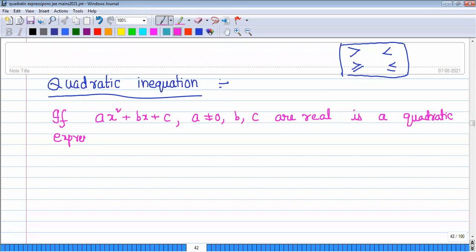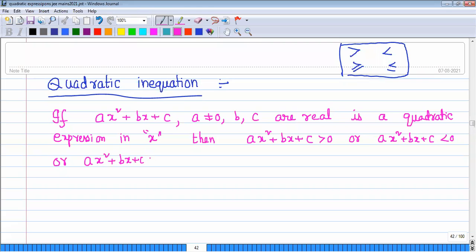A quadratic expression in variable x, ax square plus bx plus c greater than 0, or ax square plus bx plus c less than 0, or greater than or equal to 0, or less than or equal to 0, is called a quadratic inequation. This is the concept of inequation.